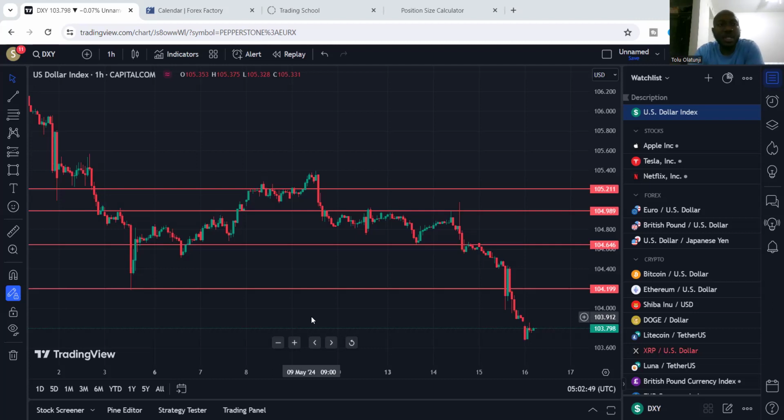Today, we are going to be looking at potential CT trades. CT stands for counter trend trades. Yesterday, we had high impact news that came out for the US dollar. I'm going to breeze through that and then show you what happened with respect to the DXY's movement.